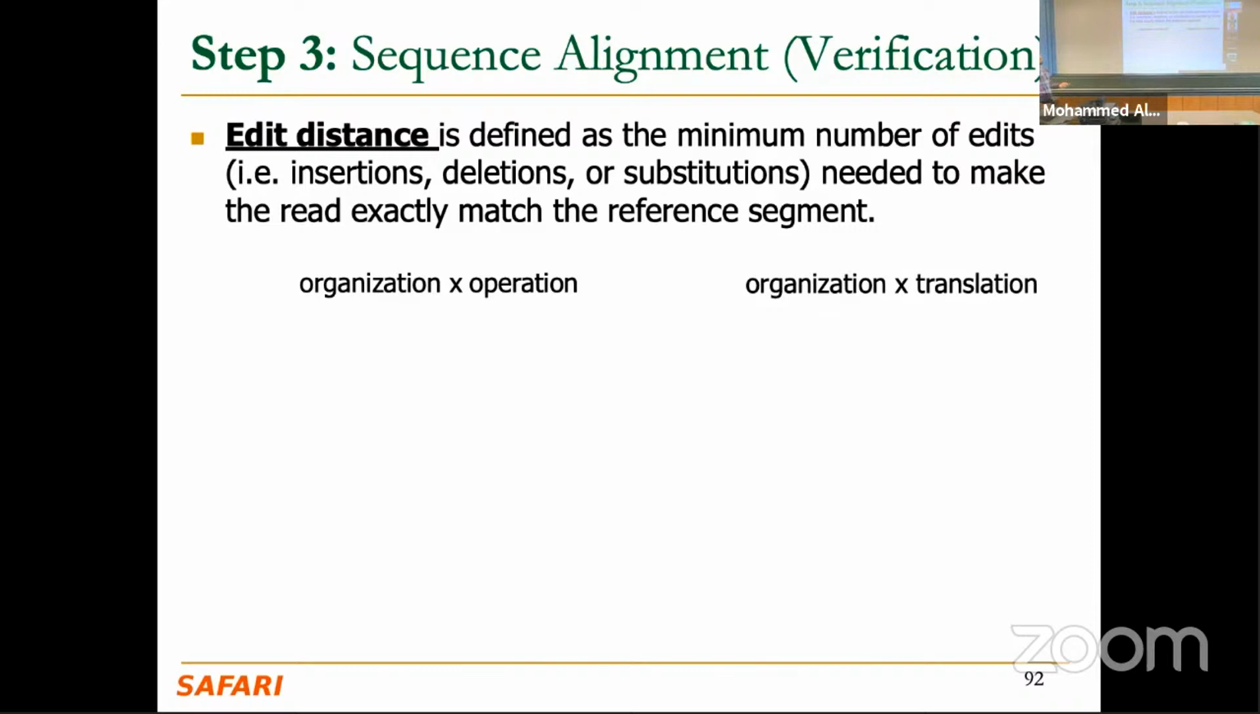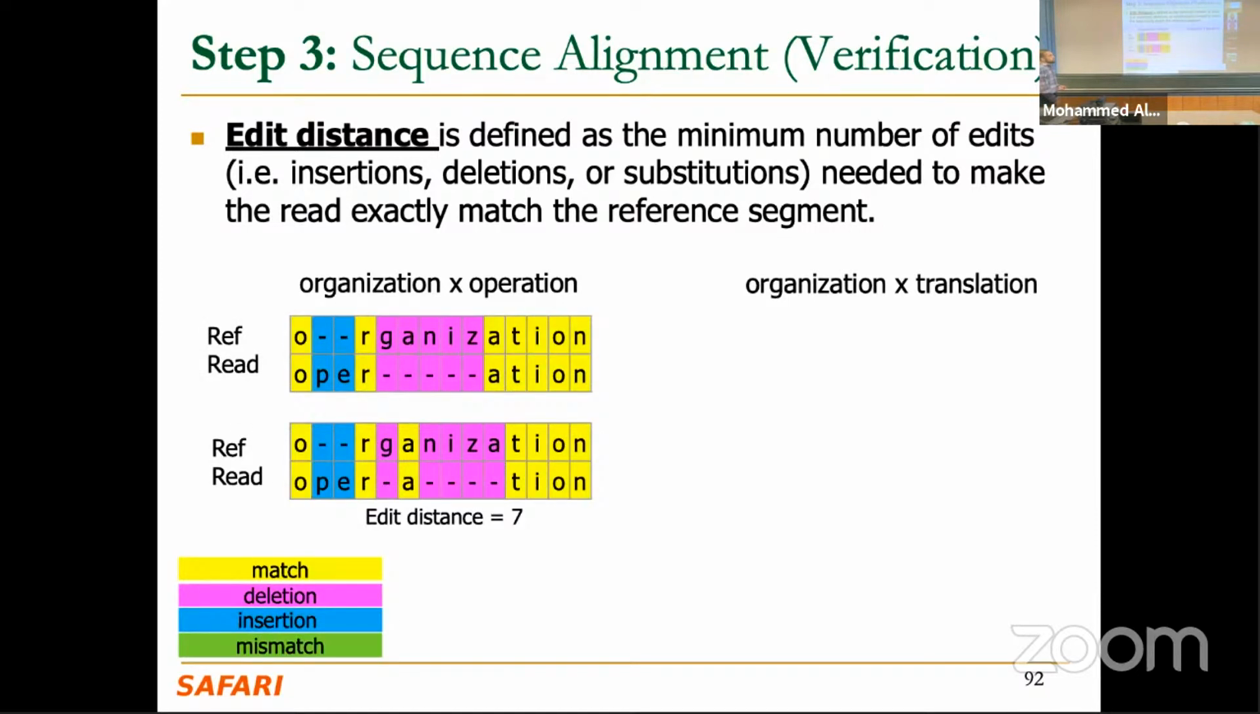I have an example. For example, organization and operation. You want to make organization look exactly the same as operation. You can do it using one of these two ways. Again, we are looking for the minimum number of edits. You could do it using more edits, here 7, but you could do it using 10 or 15, but we are always looking for the optimal number of edits. What are these colors? Here insertion, here deletion, and the yellow is a match. So you need to insert 2 characters, delete all these characters so that the entire thing over there will be exactly the same as there. You can alternate over here, for example, and you have 2 ways now to make this similar to that. Both of them have the same edit distance, that is 7.